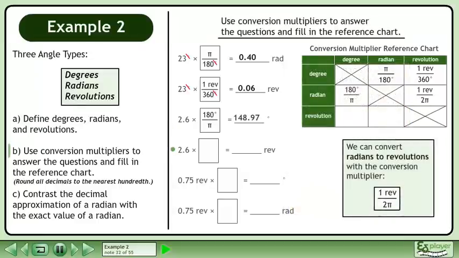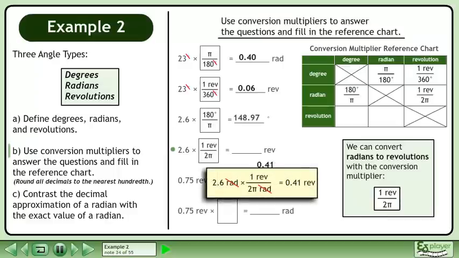Now we'll move on to the next conversion. We can convert radians to revolutions with the conversion multiplier 1 revolution over 2 pi. Multiply 2.6 radians by the conversion multiplier. Use your calculator to get the numerical value 0.41. Radians cancel, leaving units of revolutions.